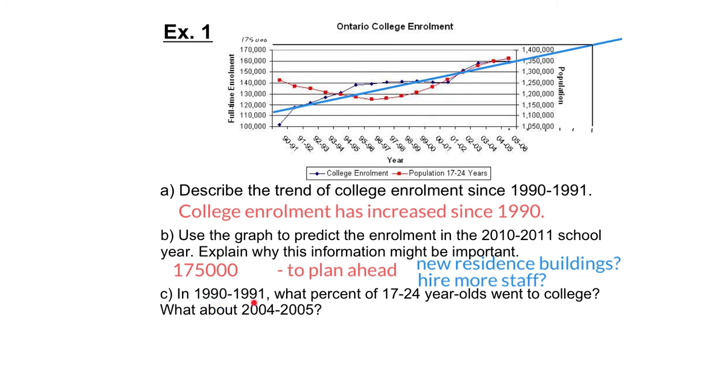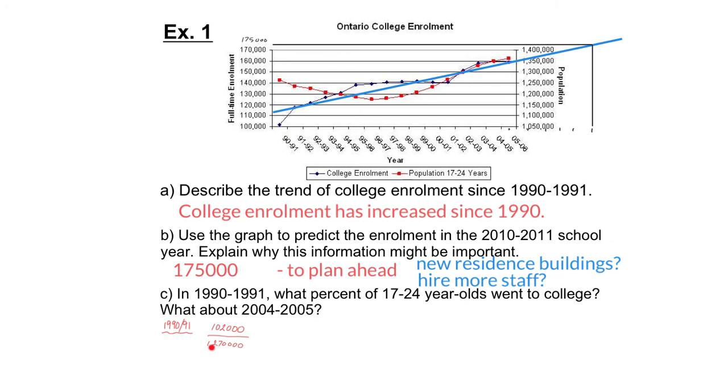In 1990-1991, so in this year, what percent of 17 to 24-year-olds went to college? Okay, so in that year, it looks like there were about, I'll say, 102,000 students enrolled in college. And in that same year, there were about, how many 17 to 24-year-olds? I'm going to say about 1,270,000 17 to 24-year-olds in total.